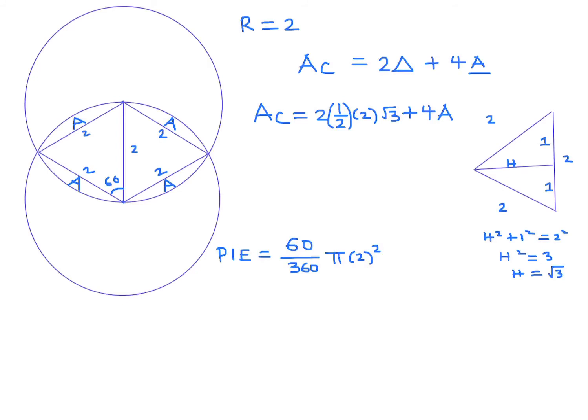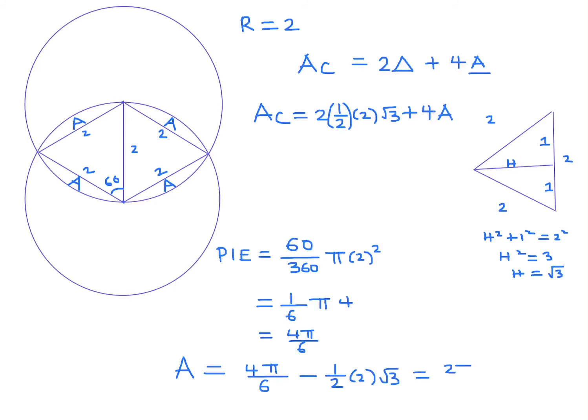So first let's just figure out the area of the pie slice. So this will be 1 over 6 pi times 4. So this becomes 4 pi over 6. And then to get A, I would take my pie slice, which is this whole region, and I would subtract from it this equilateral triangle. And if I do that, I will get the area for A. So A is basically the pie slice, which is 4 pi over 6, subtract from it the area of the equilateral triangle, which is 1/2 base, right here, 2, times height, which is root 3. And therefore we've got 2 pi over 3 in lowest terms minus root 3.